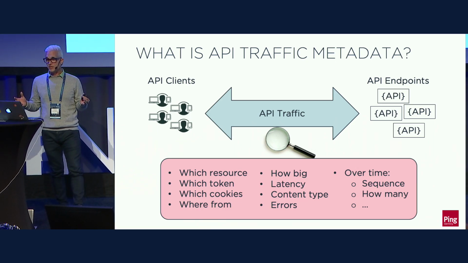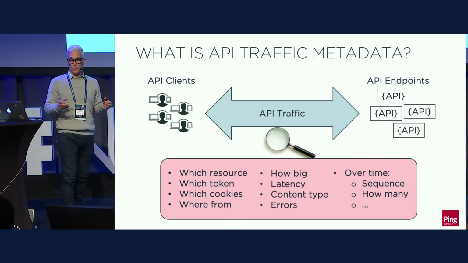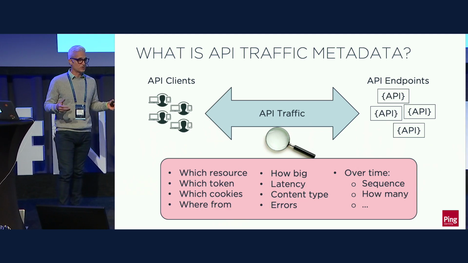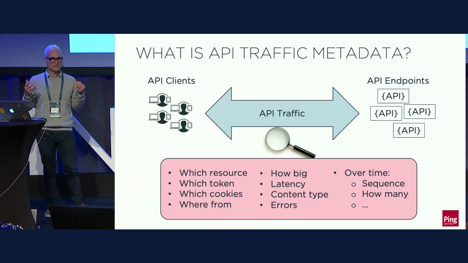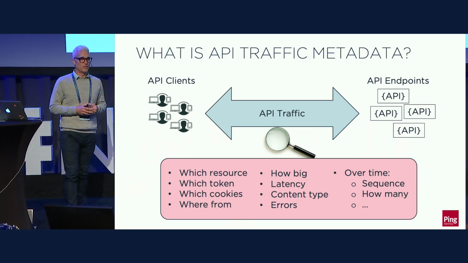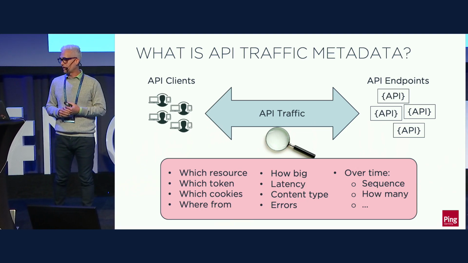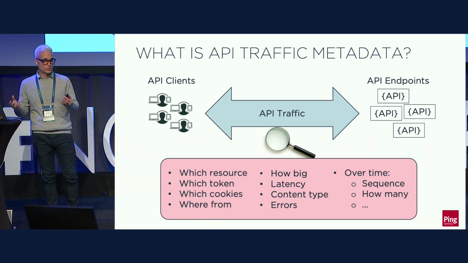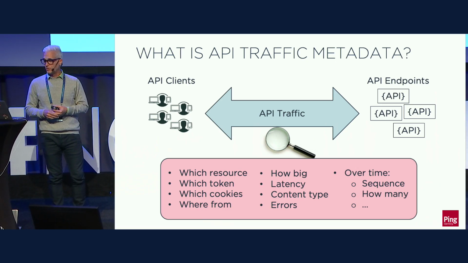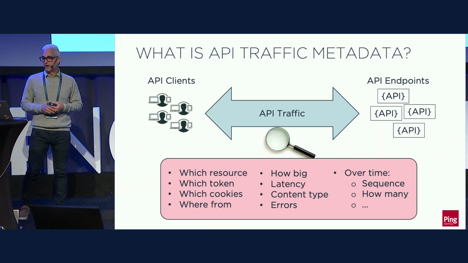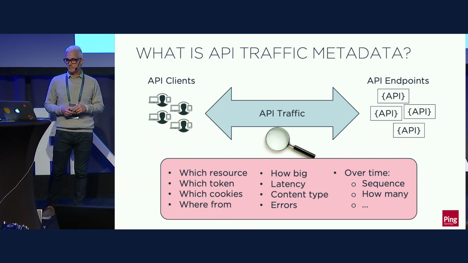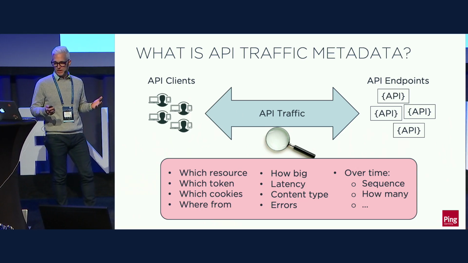And then API traffic metadata to me is, over time, looking at trends around these attributes about your API traffic, like the sequence per token, per API key, and things like that, how many calls, and things like that. So that's what I mean by API traffic metadata.